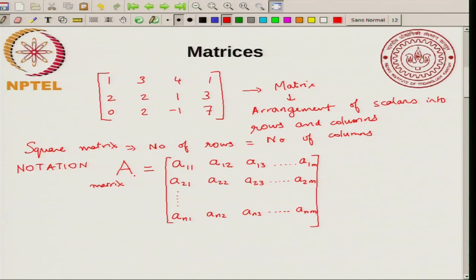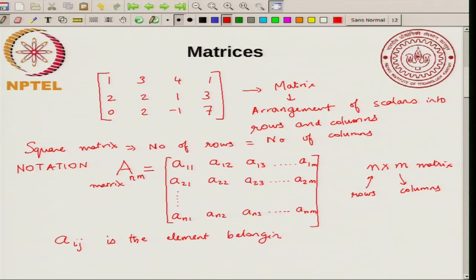So this matrix has n rows and m columns. We say this is an n by m matrix. This notation is very useful where we just denote the various elements. a i j is the element belonging to the ith row and jth column. We'll be following this notation throughout.